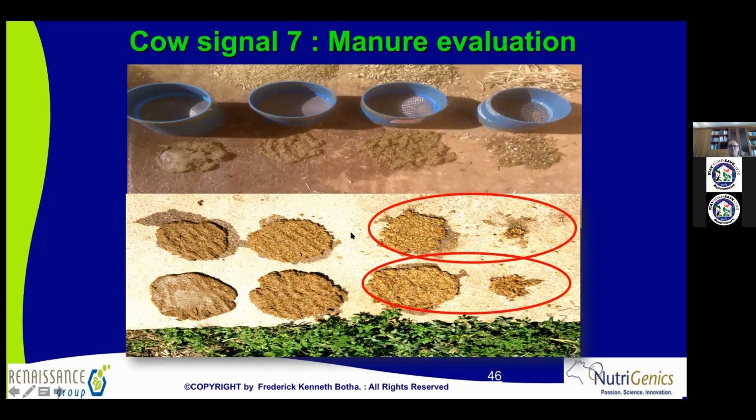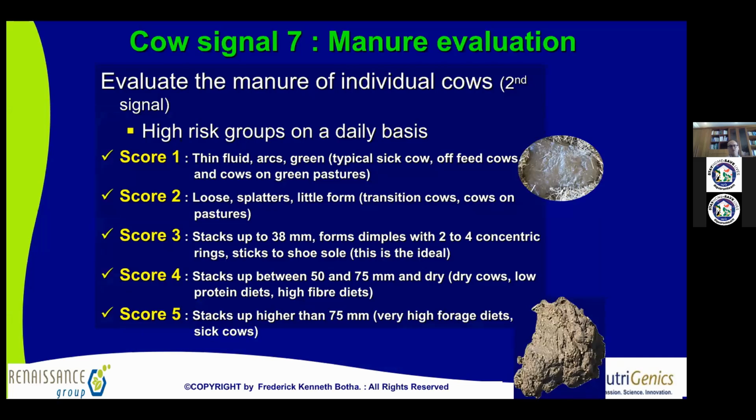So we want to have more than 50% of our manure on the left side, the two sieves on the left side, instead of having too much on the right side. So we need to get digestion out of these cows, and the system so that we get more manure that's digested to the left side of the screens. That's a good indication if cows are doing well from a fermentation and digestibility point of view. So we do a manure evaluation.